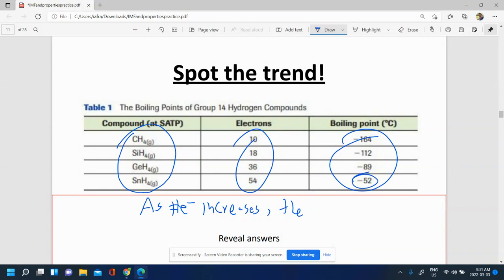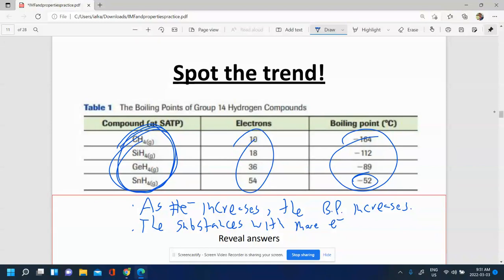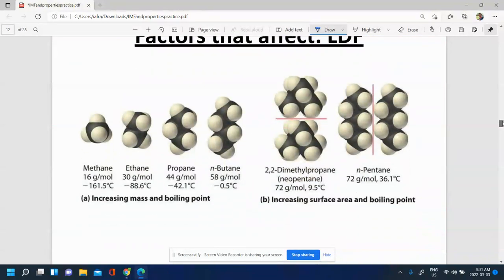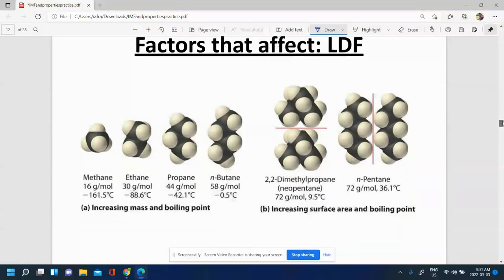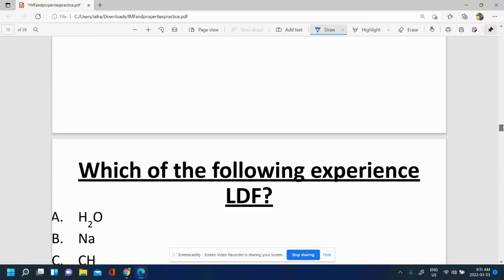the boiling point increases, gets larger. The BP increases. And the reason this is likely the case is because these are all non-polar, and so substances with more electrons have greater LDF, which makes it harder to disrupt those forces to evaporate them. And we saw factors that affect LDF, like the size and the shape. So you've seen that in the previous video.